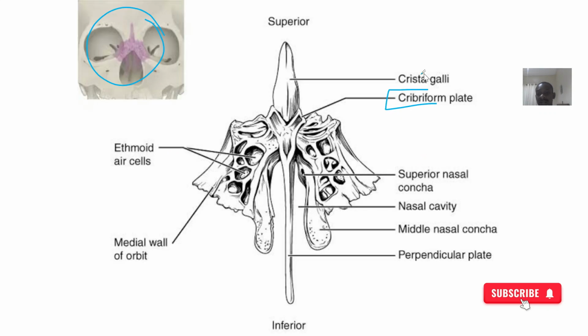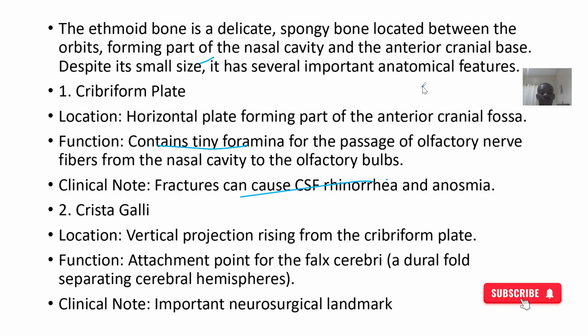Then we have the crista galli. For the crista galli, it's a vertical projection rising from the cribriform plate. It provides attachment points for the falx cerebri, which is a dural fold separating the cerebral hemispheres.